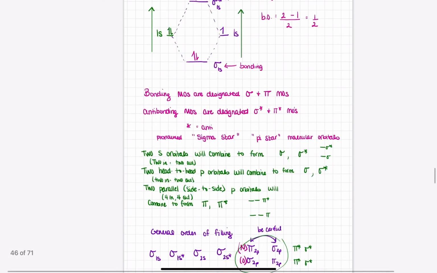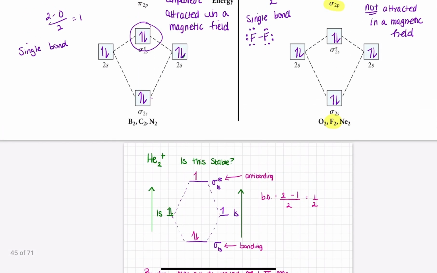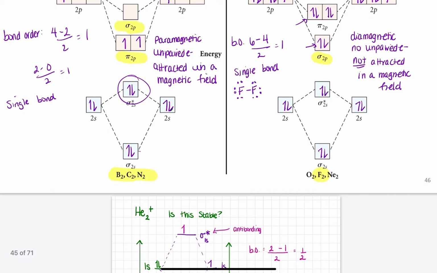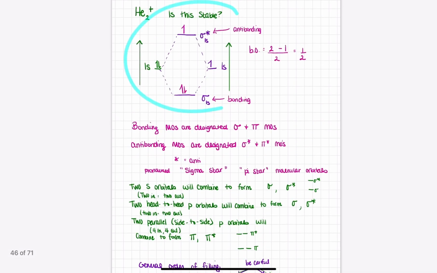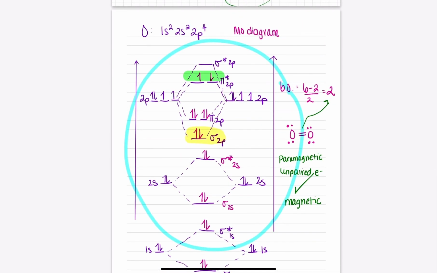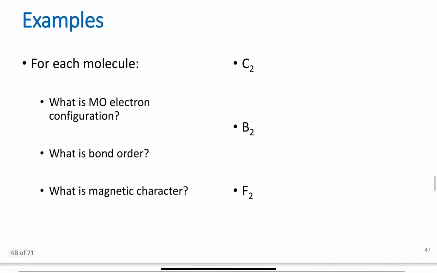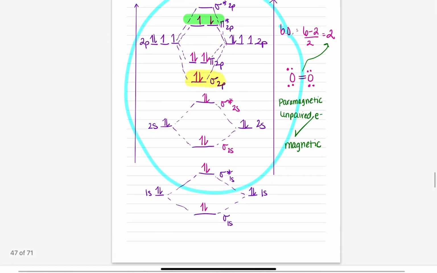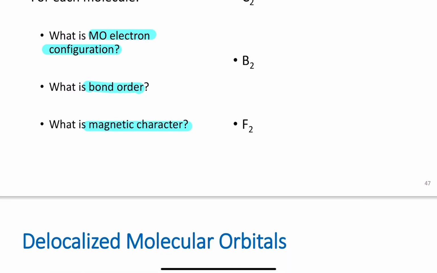You will need to be able to draw these. You will need to remember that for nitrogen and before, we fill pi before sigma. For oxygen and after, we fill sigma before pi. So you have to know that. You have to keep that straight. You have to be able to draw stuff like this. You have to be able to tell me my MO electron configuration. That's these diagrams. Bond order, magnetic character.